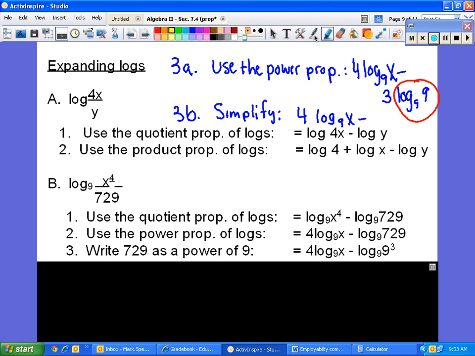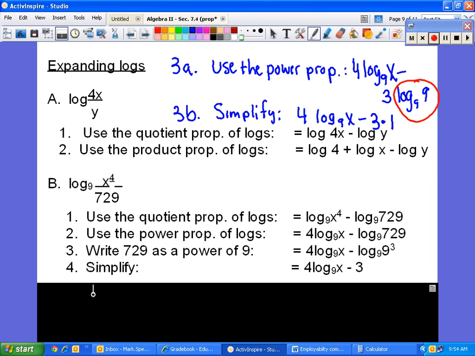So simplify. Remember, this is multiplication. When we have a number raised to another power, that becomes multiplication. This is 3 times this, log 9 of 9. But we know that log 9 of 9 is 1. So this becomes 3 times 1. And that's where, for those of you following along in the book, the book just goes right from here to here without giving any explanation at all as to how it gets from here to here.